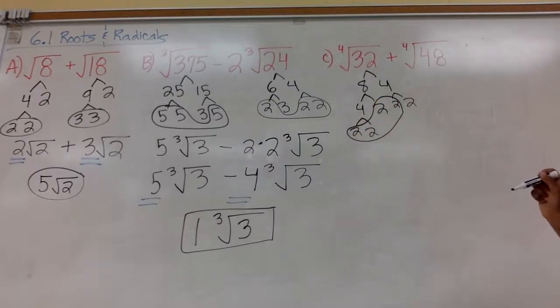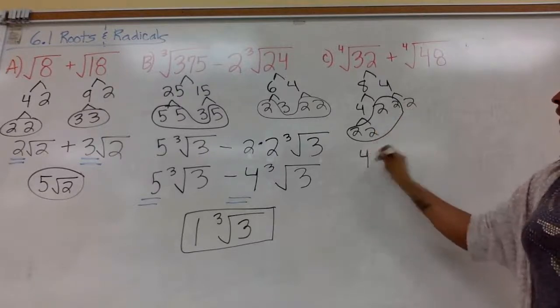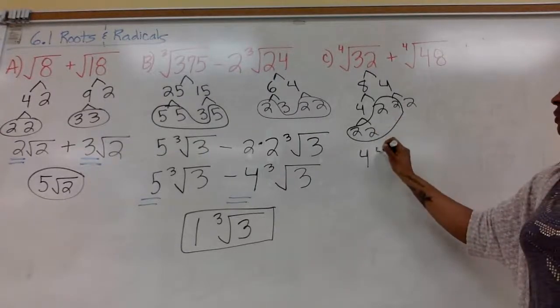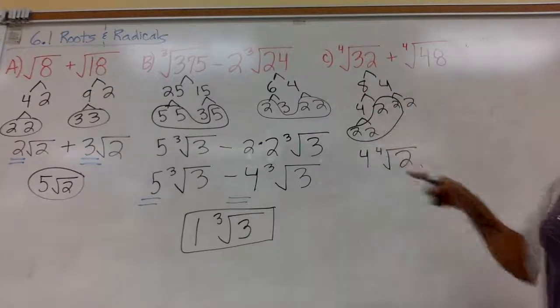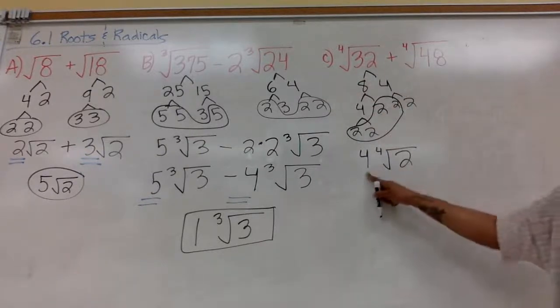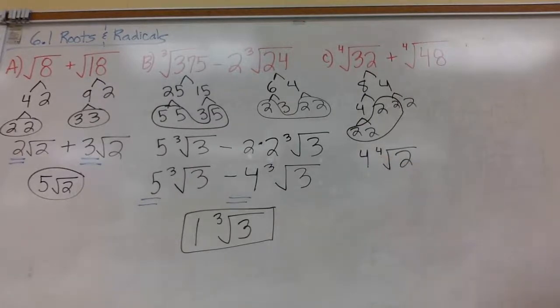Complete groups of your index go on the outside. So 1, 2, 3, 4. Leftover prime numbers go on the inside. So the 4th root of 32 simplifies to 2 times the 4th root of 2.